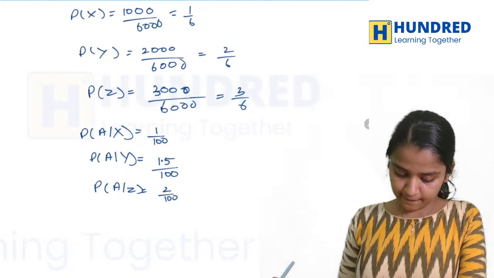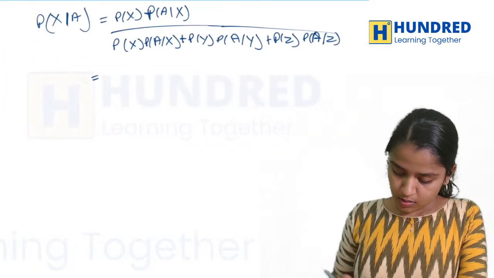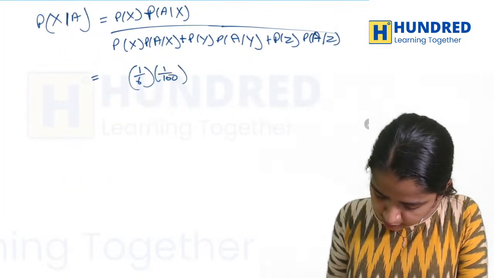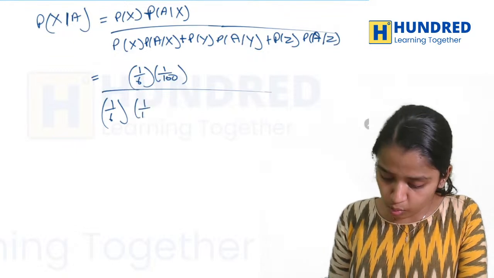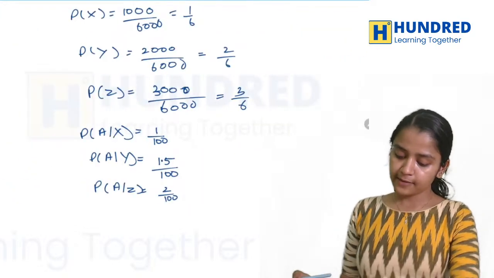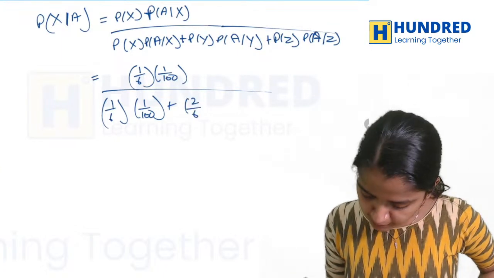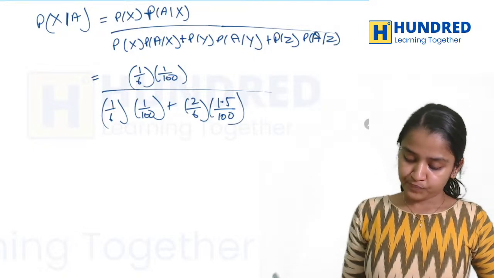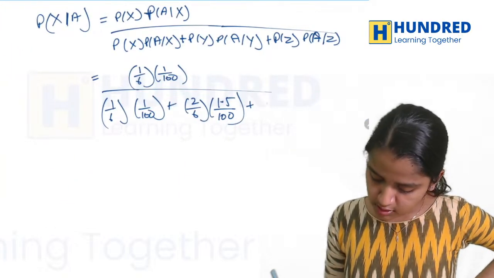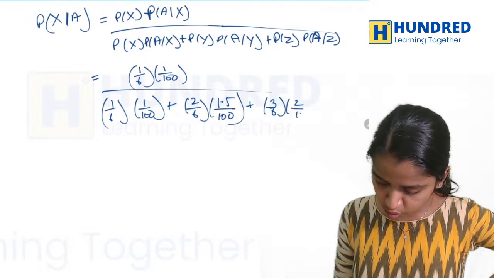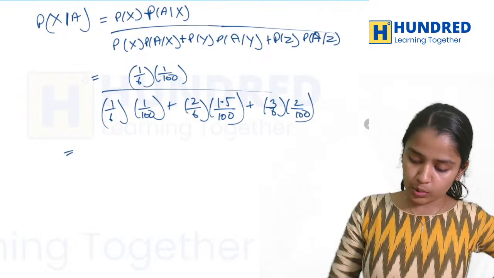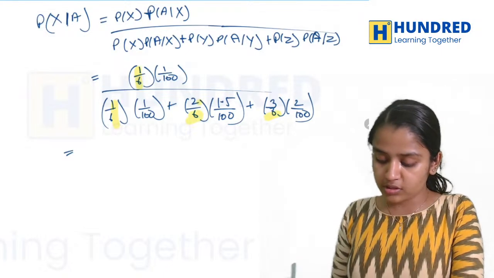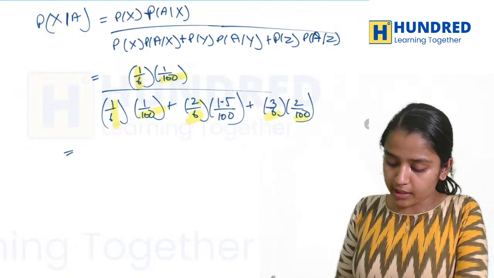1 by 6 into 1 by 100 divided by 1 by 6 into 1 by 100 plus what is it? இது வந்து 2 by 6 into 1.5 by 100, correct? Next plus 3 by 6 into 2 by 100. So basically you can take 1 by 6 commonly outside and divide it. Then you can take your 100 outside and you can divide it.